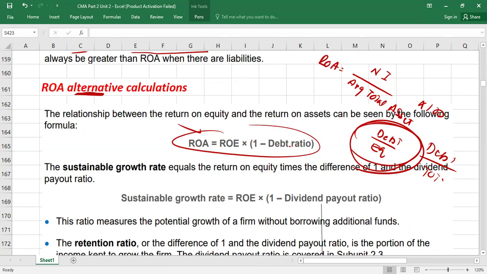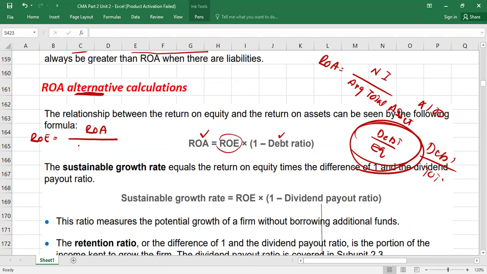Okay. Now, can you tell me, from this equation, let's assume if ROA is given and debt ratio is also given, can you calculate return on equity? Yes, we can calculate. So return on equity will be equal to what? Return on asset divided by 1 minus debt ratio. Right or wrong? If you solve this way, you will get return on equity.